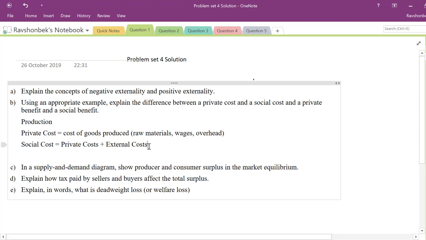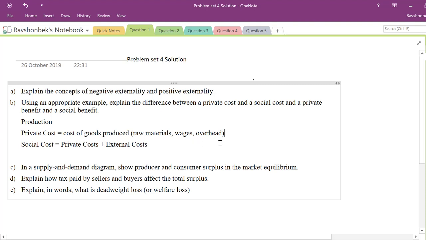For example, airlines. Airlines' private cost is usually any cost that has been paid by them. That includes raw material costs, for example, food costs for the passengers, wages of the flight attendants and everyone involved in the flight, and overheads, just the rent payments, for example. And based on that, they make a decision to fly for profit when it comes to pricing the tickets.